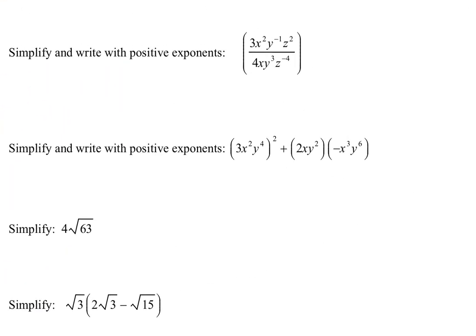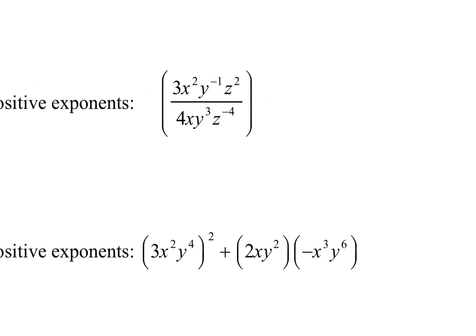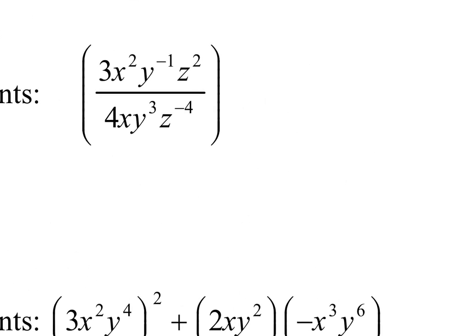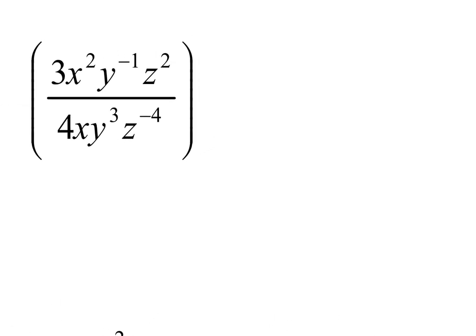Second page starts with number 7. Simplify and write with positive exponents. So for 7, you've got the negative exponents mixed in with positives. The first thing you're going to do is move anything that's negative. So y to the negative 1 is going to move to the bottom, and the z to the negative 4th is going to move to the top. Everything else stays where it is.